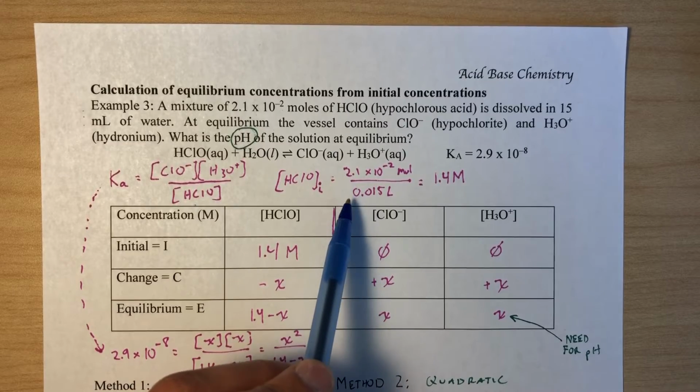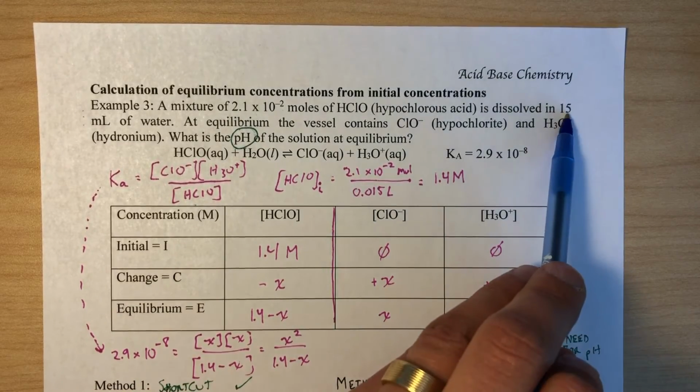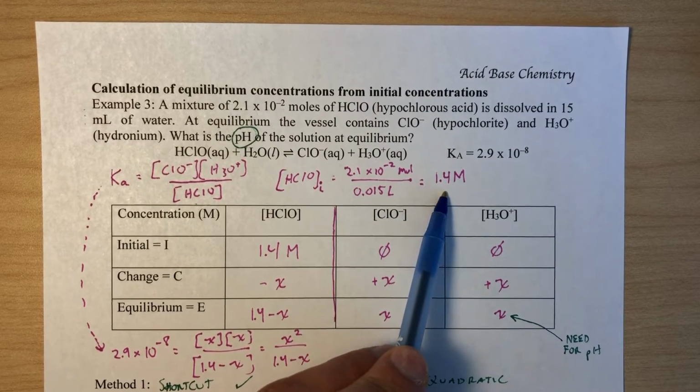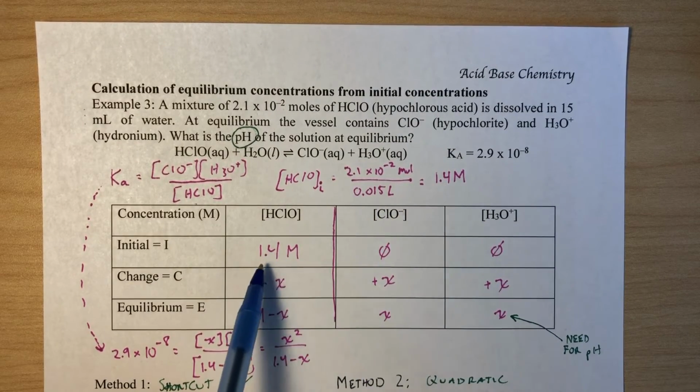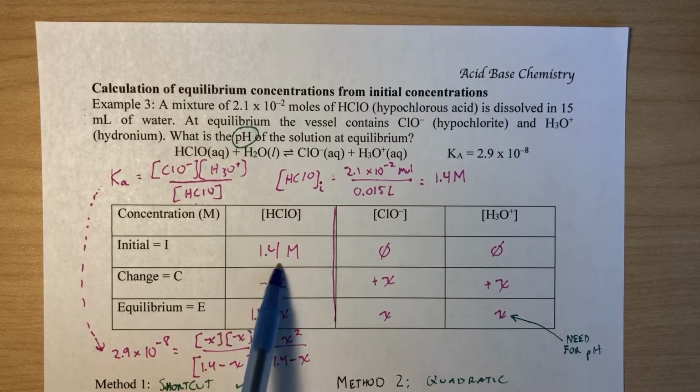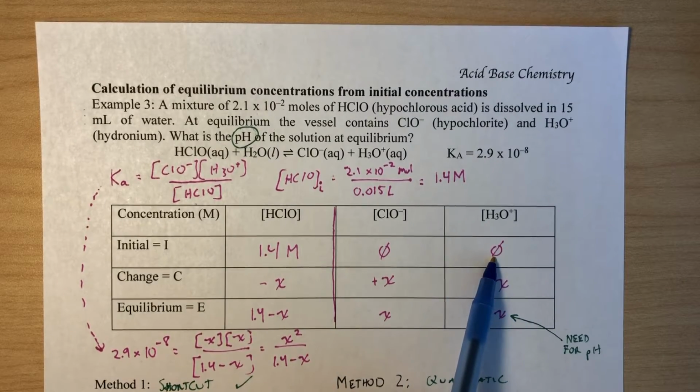Our initial concentration, indicated by the subscript i, is going to be equal to 2.1 times 10 to the negative 2 moles divided by 0.015 liters, which is our 15 milliliters of water, and that's going to be equal to 1.4 molar. That's the initial concentration of HClO. We do not have any of our products yet.